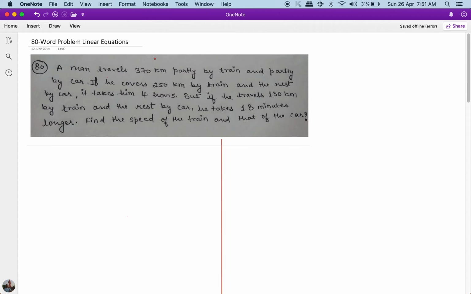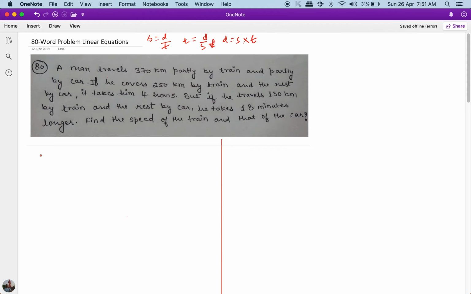This is specially pertaining to speed, distance and time, and the concepts we'll use here are that speed is equal to distance upon time, time is equal to distance upon speed, and distance is equal to speed into time. These are some of the concepts that we'll use in solving this question.